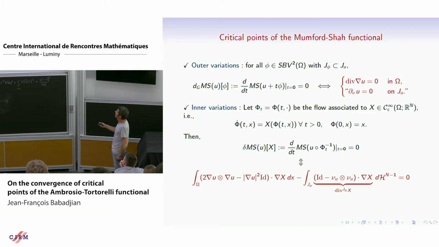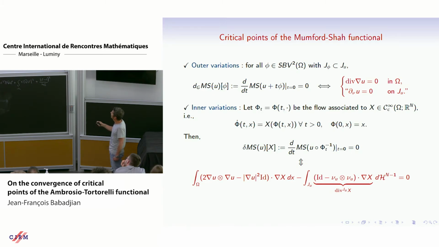And what you do is that you compose your function u with the inverse map of phi_t. Okay? You look at its Mumford-Shah energy, and you compute the derivative with respect to the parameter t, at t equals 0. So this is a quantity that I call delta MS of u at X. So this is the inner variation. This is just a notation. And you ask this to be equal to 0. And this is a computation, which is not that difficult, that is possible to do.